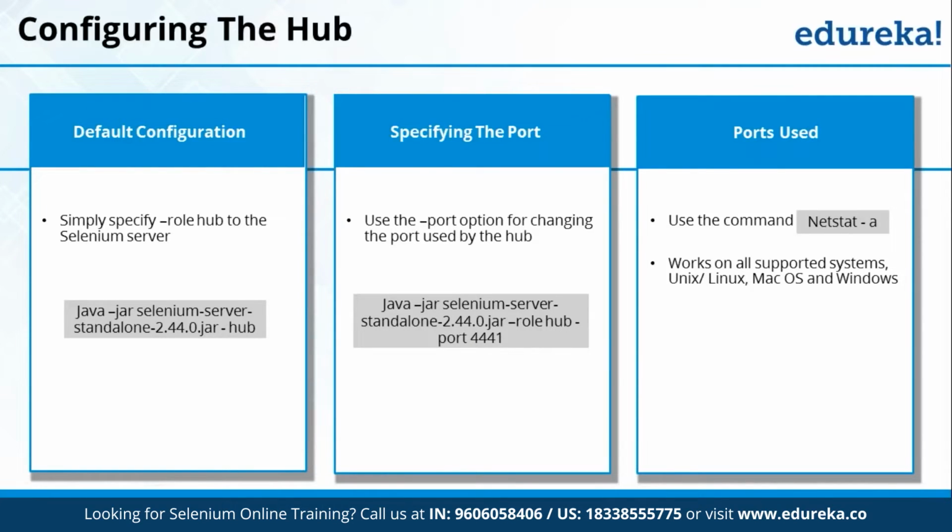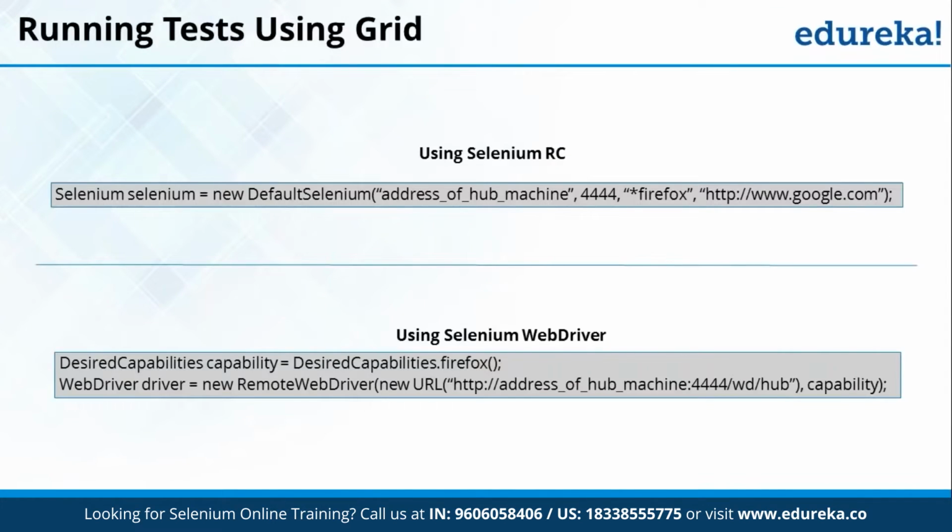Use the command netstat -a. Why? To get your ports. It works on all supported systems: Unix, Linux, Mac, and Windows. So this command will work for you. That's very easy configuration. Okay, now running tests using grid.